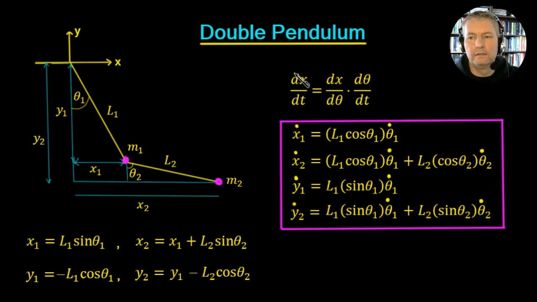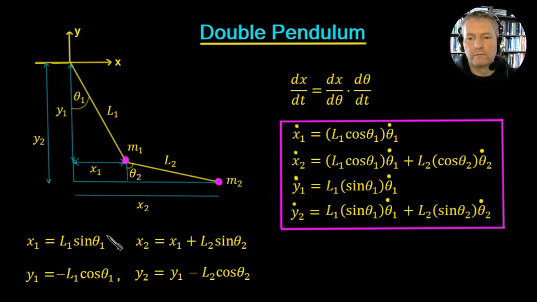In order to find dx by dt, we're going to have to find dx by dθ times dθ by dt. So x is a function of θ and θ is a function of t. Now the same thing happens in the y direction. We're going to have dy by dt is equal to dy by dθ times dθ by dt. So all we have to do now is go ahead and differentiate these in order to get the velocities. So I'm going to use the dot notation. So the dot means differentiated with respect to time.